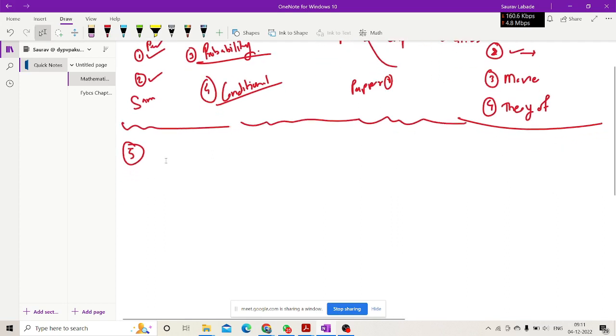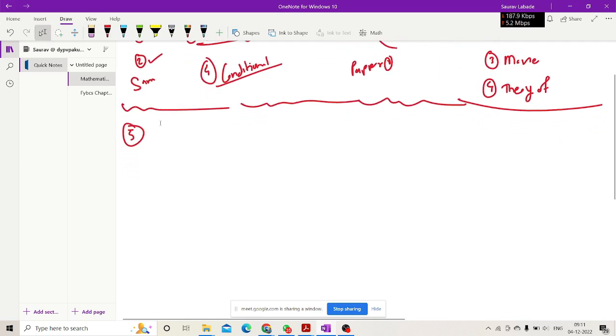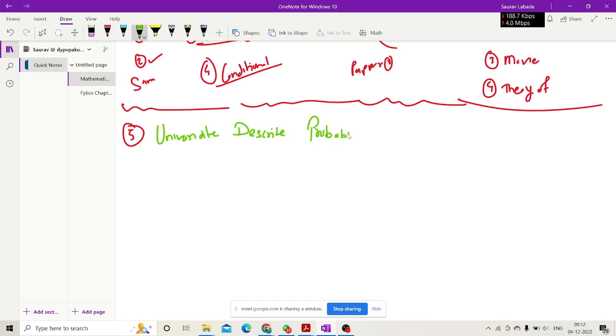Okay, so fifth is univariate discrete probability distribution.